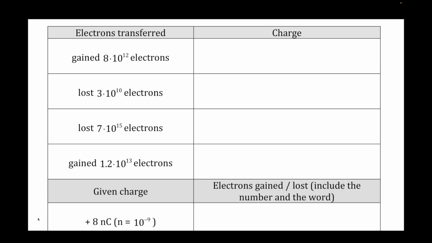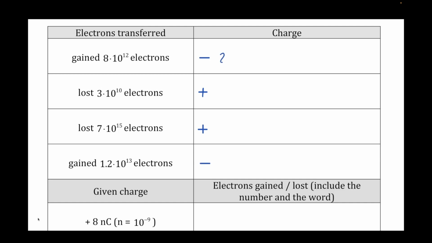And we need to figure out the charge. They tell us that the object gained electrons. That tells me that the charge is going to be negative. I'm going to have extra negatives. The object lost electrons, that's going to be a positive charge. It is missing some negatives, so it's overall positive. Lost, again, overall positive, missing some negatives, and then gained, negative, because we have extra negatives.